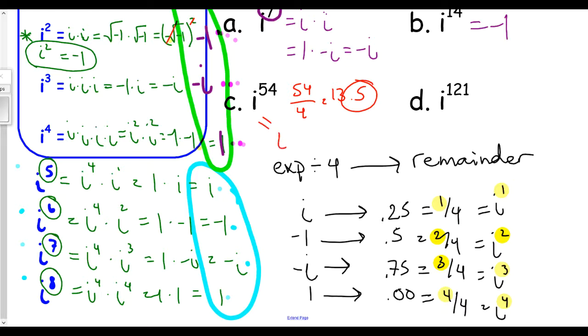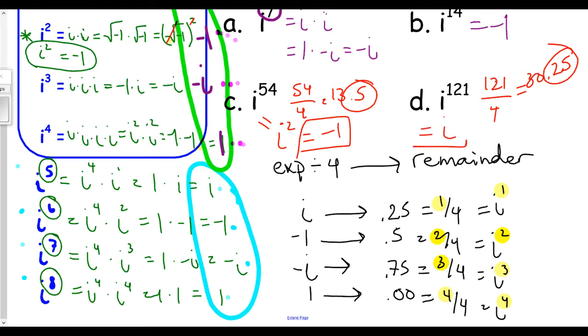i squared equals negative 1. Now, if we do i to the 121st, simply take 121 divided by 4, which should get you 30.25. That 0.25 is a remainder of 1/4, so that's the same thing as i to the first, which is just i.